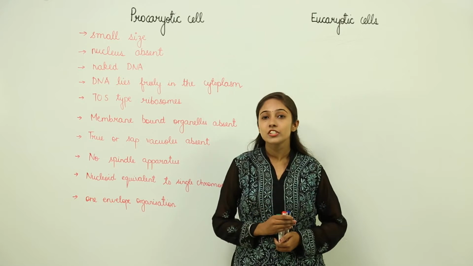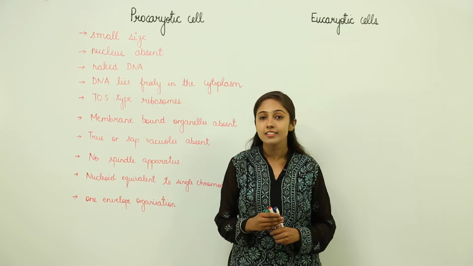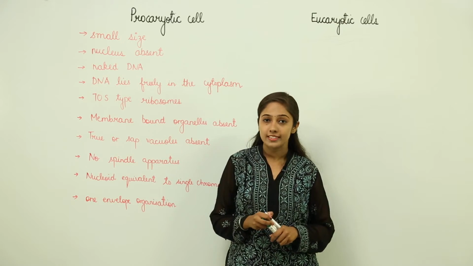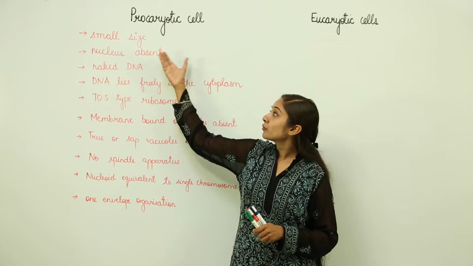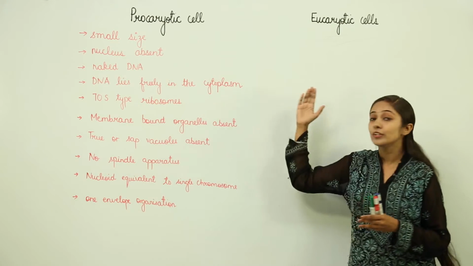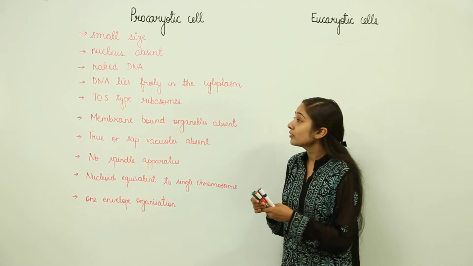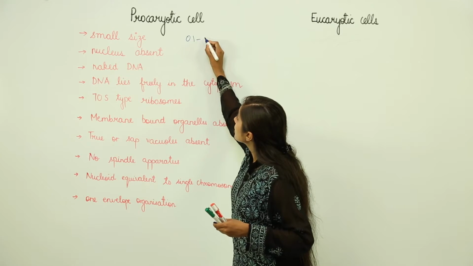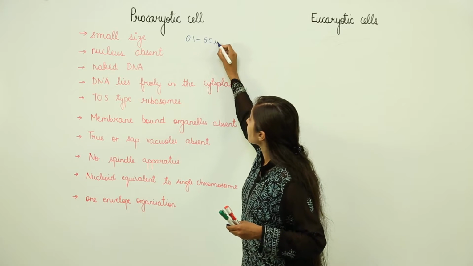Now let us differentiate between a prokaryotic cell and the eukaryotic cell. First of all, let's talk about the size of a prokaryotic cell. The size of the prokaryotic cell is comparatively very much smaller as compared to a eukaryotic cell. If we talk about the size, then it ranges from 0.1 micrometer to 5.0 micrometer.